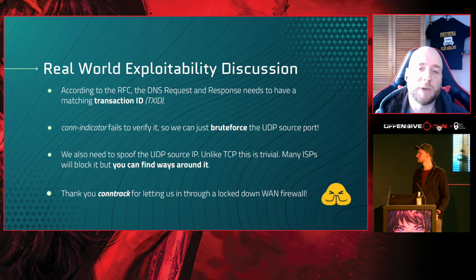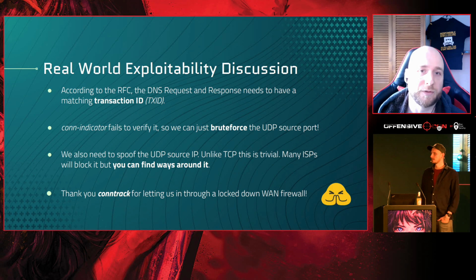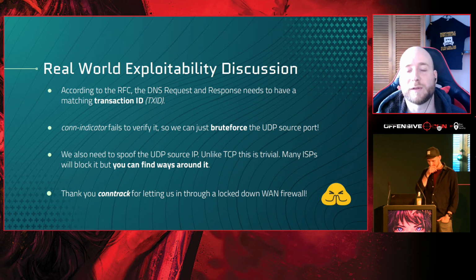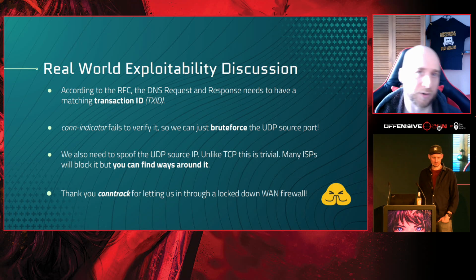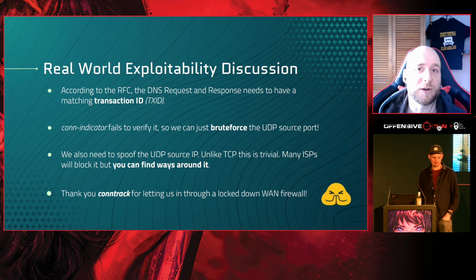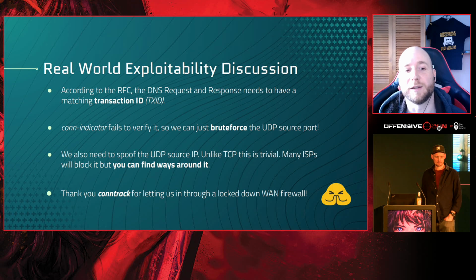So how do we do this then? How do we exploit this remotely over the internet? First, according to the RFC, the DNS request and response that Radek showed needs to have a matching transaction ID. If you recall, he pointed that out in the slides. But this binary, Connman, they failed to verify this transaction ID.